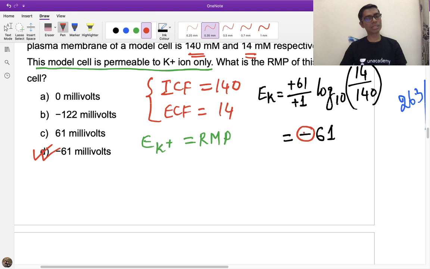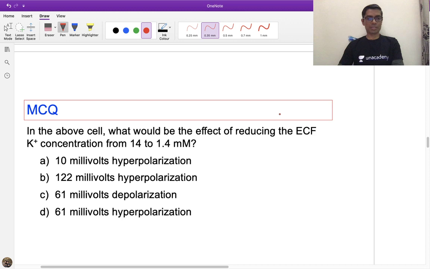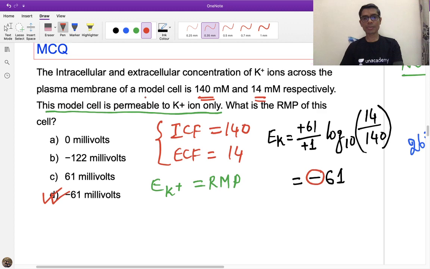So please step by step follow this equation. This is important to remember. Okay, now another MCQ, similar to this, but a more difficult question. In the above cell, what is the condition? The question that we have done here, I am asking a similar question in this next MCQ.